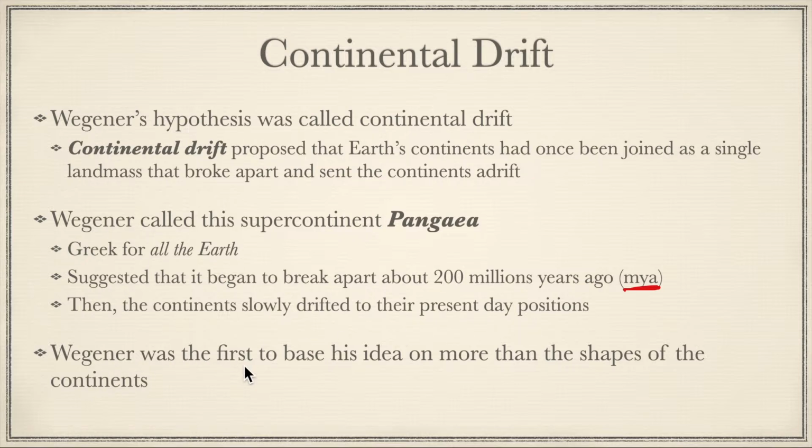Now, Wegener was the first to base his idea on more than just the shapes of the continents. Before Wegener, everybody just looked at the outlines of the continents and said, hey, they look like puzzle pieces. They might fit together. But Wegener had more information.